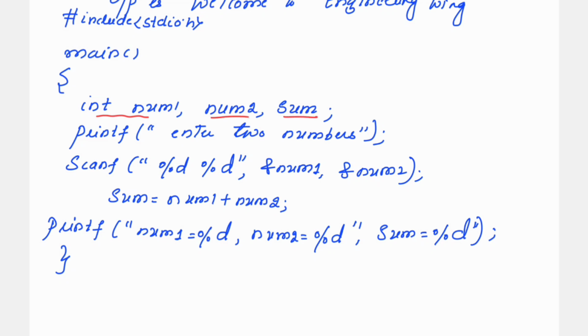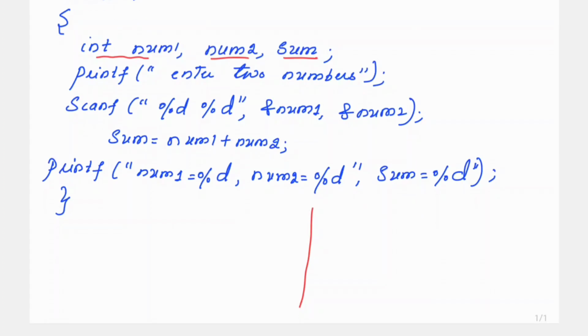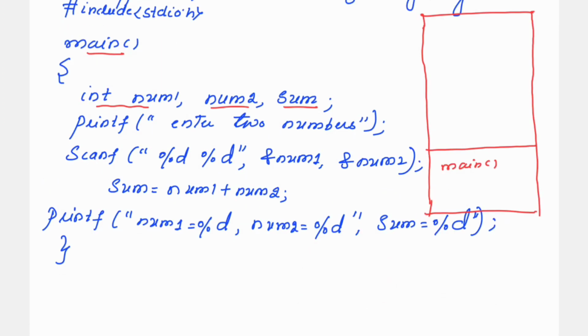So what exactly happens in the memory? First, the main program will get the memory allocated. This portion is allocated for the main. In the main, what have you used? You have used three variables, num1, num2 and sum. So three memory locations, for num1, num2 and sum. Printf, enter two numbers. This is just a printf statement. It will help the user, who has to give two numbers as the input values.